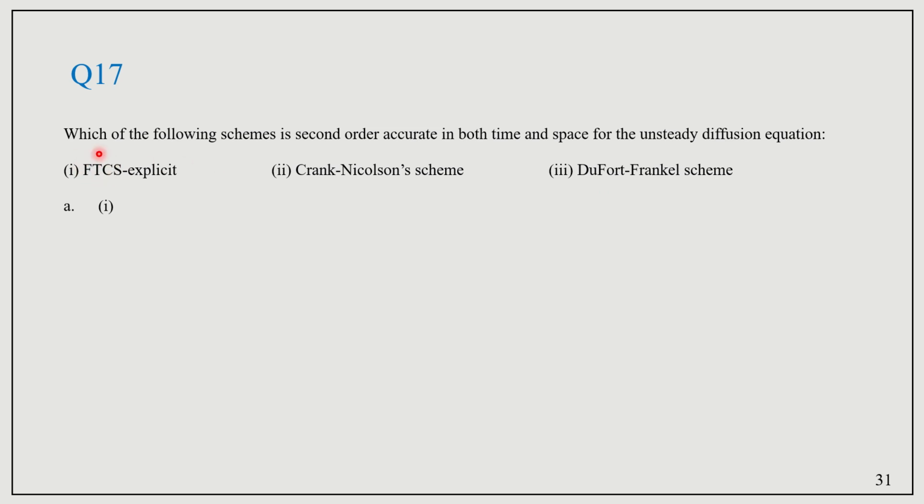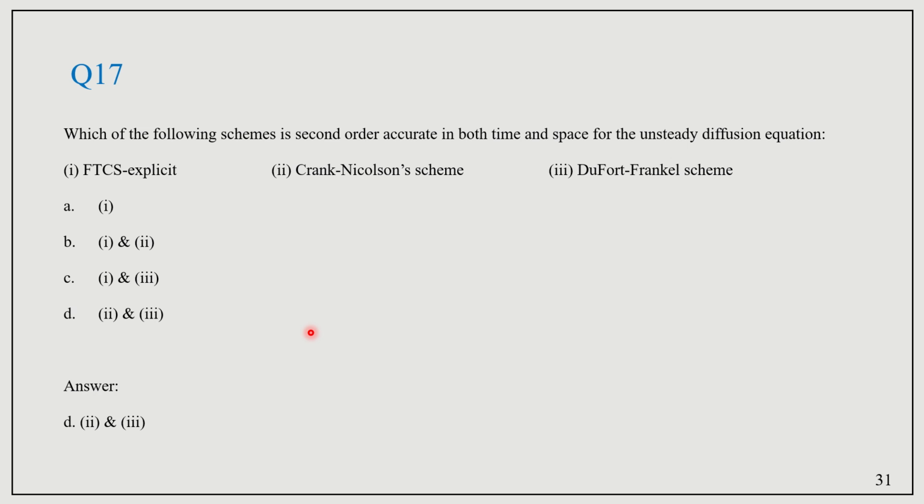So options are option A 1, option B 1 and 2, option C 1 and 3, option D 2 and 3. So which of the following schemes is second order accurate in both time and space for the unsteady diffusion equation? The answer is option D, that is 2 and 3 is the right answer.